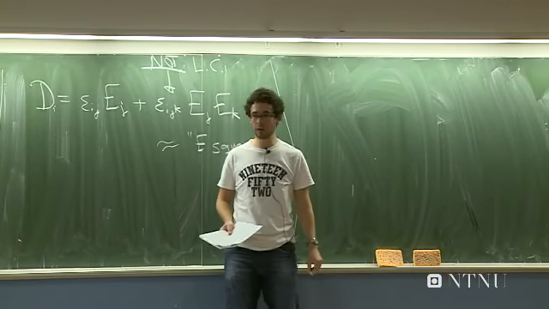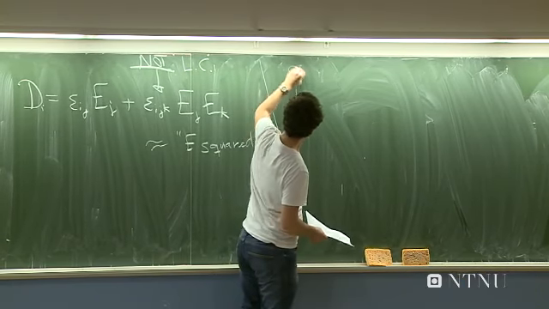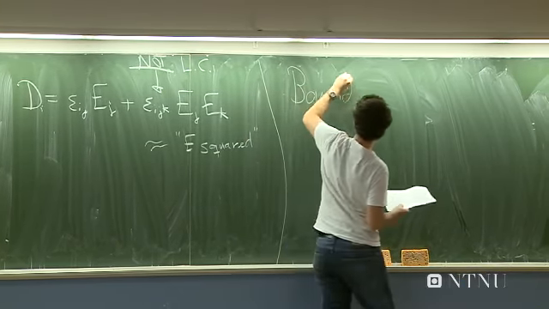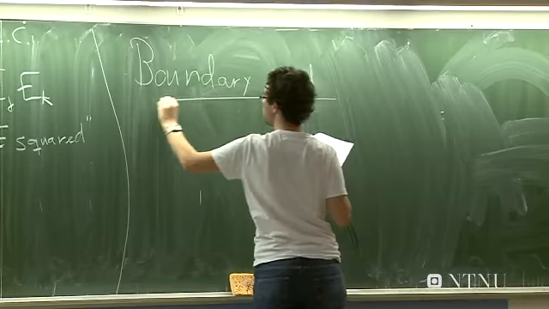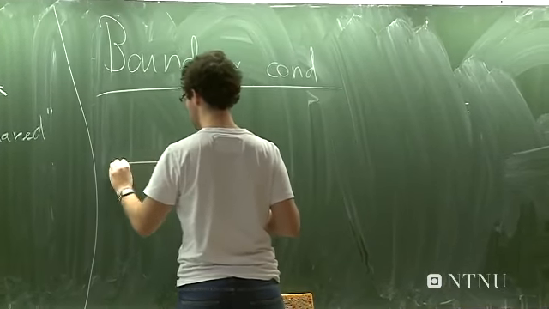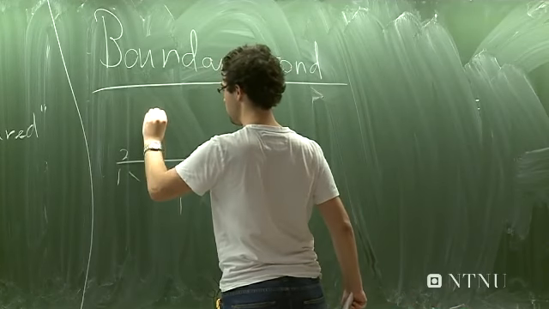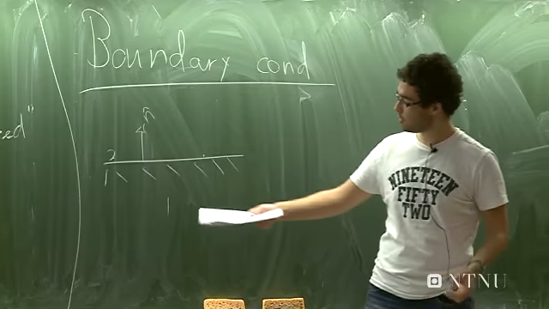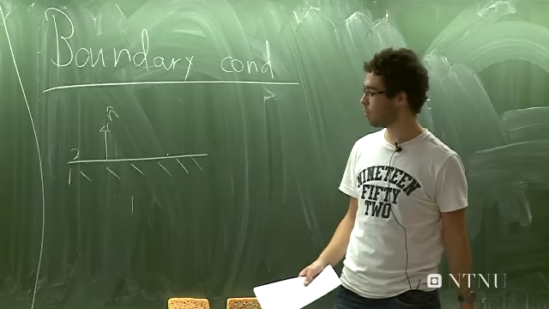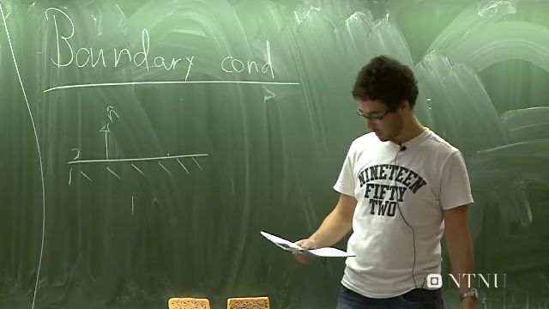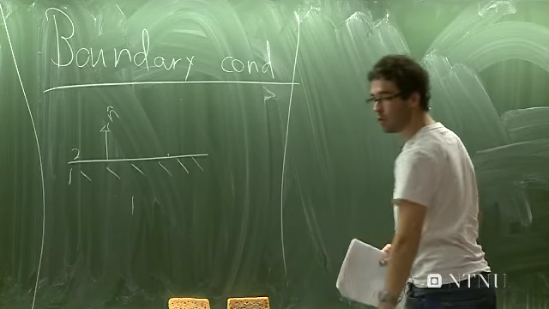So let's leave linear dielectrics and move on to boundary conditions again to repeat those. I have an interface between material 1 and material 2. I define a normal vector, which is of length 1. You see this hat. And the boundary conditions are familiar to you now.